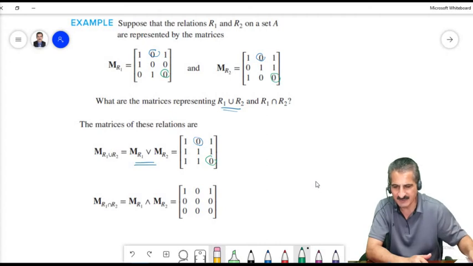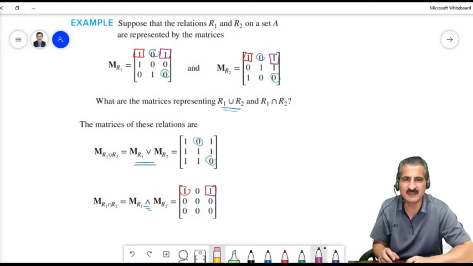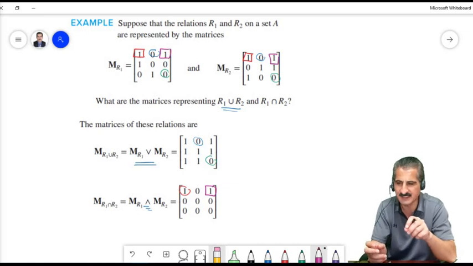Now for the intersection, we will have only 1 in this place because we have 1 here and 1 here, and we will have another 1 in this place because we have 1 here and 1 here. And in all other places, we will have 0, because one of the matrices has a 0 in those places.